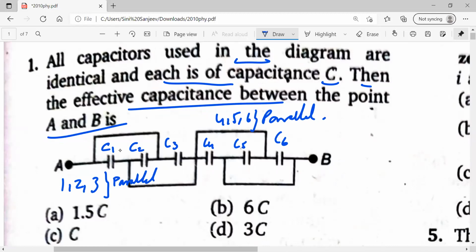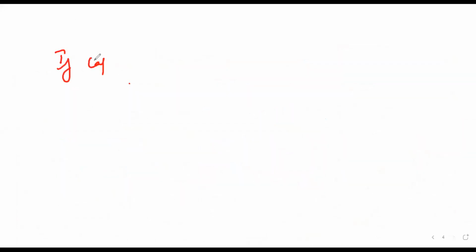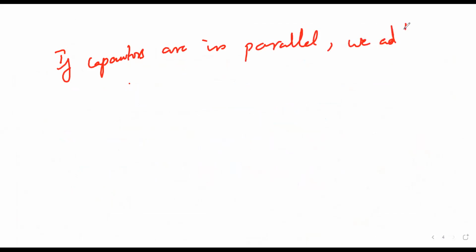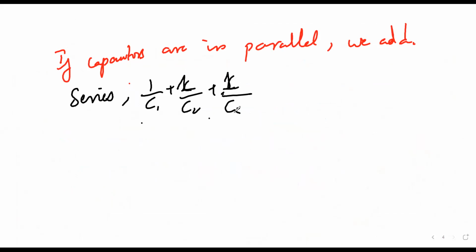Yes or no? If it is in parallel in capacitor, what will we do? We add. So if capacitors are in parallel, we add. If it is in series, we'll just do like the resistance. Correct. We'll find the equivalent one, 1 by C1 plus 1 by C2 plus 1 by C3, or whatever it is. 1 by C1 plus 1 by C2 plus 1 by C3.